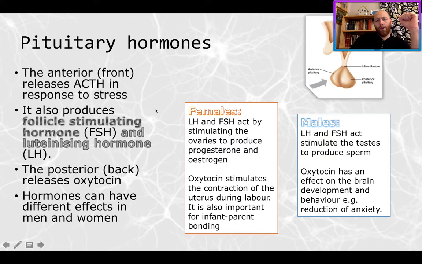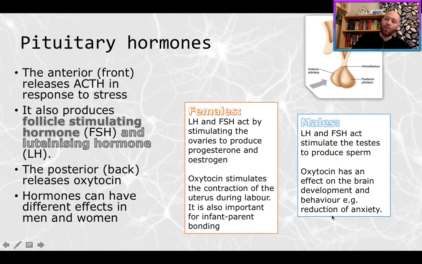Right, pituitary hormones then. As we said, the anterior releases ACTH. Now this is usually in response to stress. It produces follicle stimulating hormone as well as luteinizing hormone. The posterior releases oxytocin. Now what's really interesting about all these hormones is that they can have a different function in the female body as they do in the males. So let's take LH and FSH. These act by stimulating the ovaries to produce progesterone and estrogen, but in males they stimulate the production of sperm. Oxytocin stimulates the contraction of the uterus. Obviously, in males we don't have a uterus, therefore oxytocin isn't going to stimulate it.